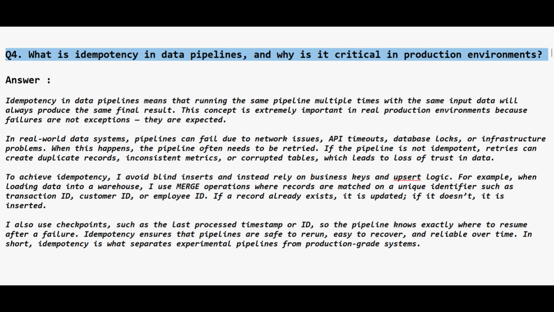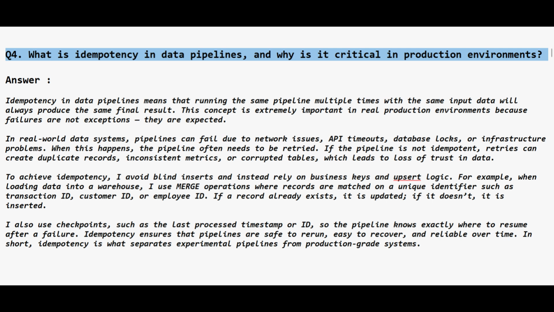If the pipeline is not idempotent, retries can create duplicate records, inconsistent metrics, or corrupted tables, which leads to loss of trust in data. To achieve idempotency, I avoid blind inserts and instead rely on business keys and upsert logic. For example, when loading data into a warehouse, I use merge operations where records are matched on a unique identifier such as transaction ID, customer ID, or employee ID.